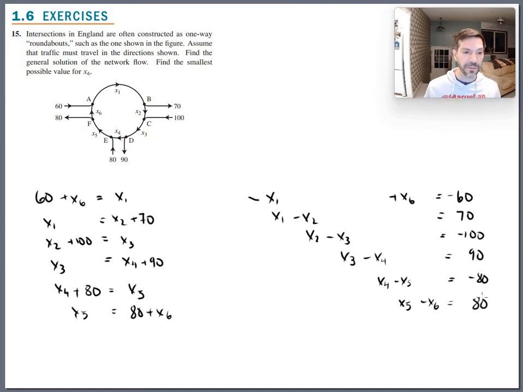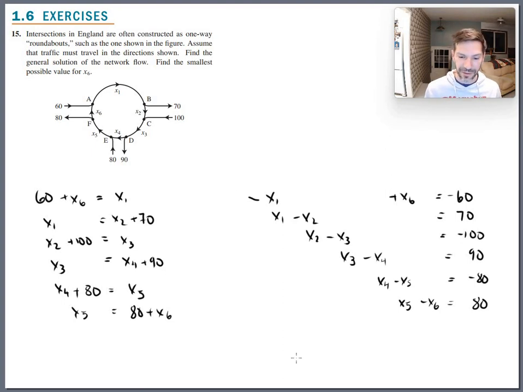So we will turn this into a matrix. We will row reduce, and hopefully we'll find solutions. Since they're saying find the smallest possible value for x6, that makes me think there might be a free variable in there. We have some choices about the solutions. But let's take a look at how this matrix actually row reduces.